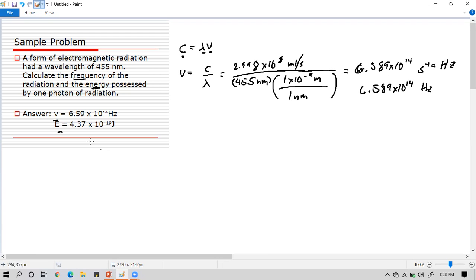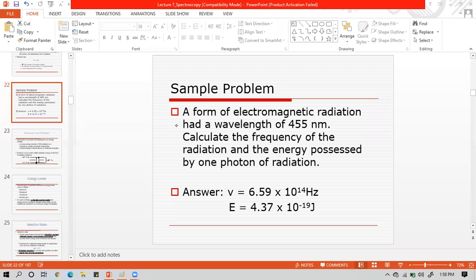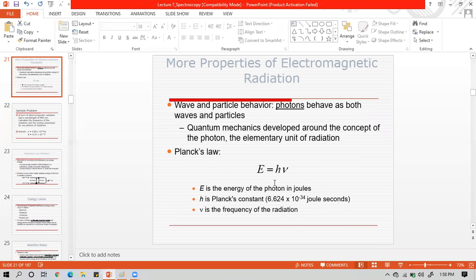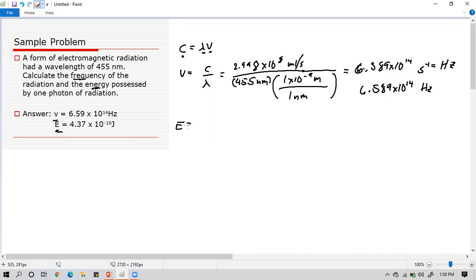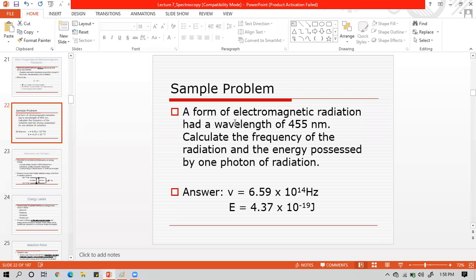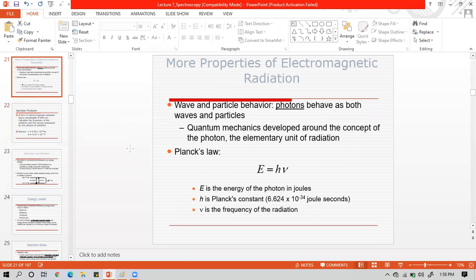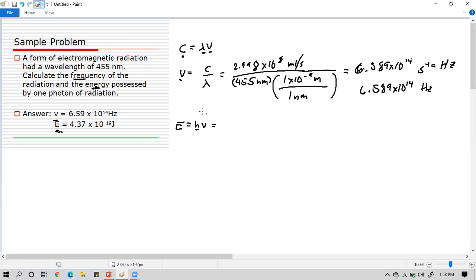Now, how do we calculate for letter E, the energy of the radiation? The formula discussed in our slide is E equals h nu. Okay, E equals h nu. Since we already have nu, or the frequency, and h is always constant, it has a value of 6.626 actually, but let's follow what is in the PowerPoint.